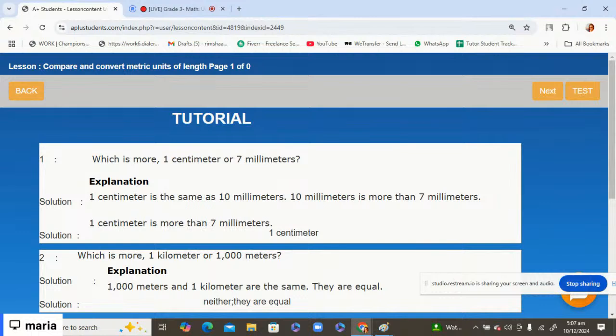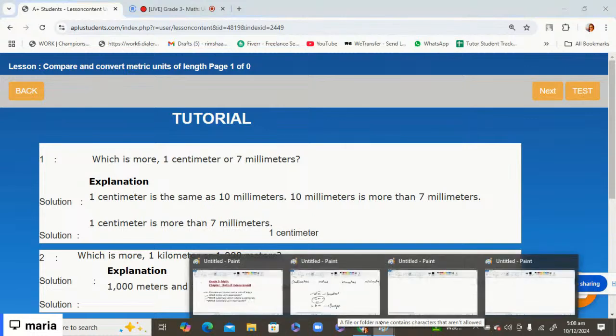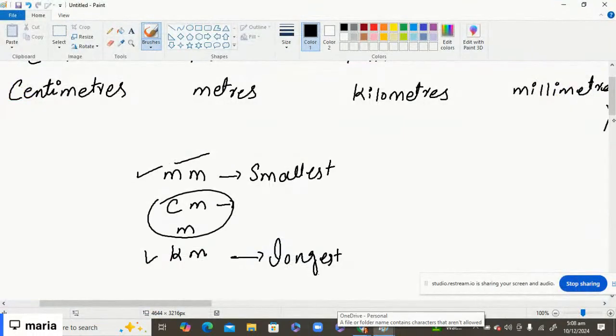Which is more, 1 centimeter or 7 millimeter? As we know, millimeter is the smaller unit, then centimeter, then meter, then kilometer. So millimeter is the smaller and centimeter is the bigger. We can say that the more is 1 centimeter. Although the number here is 1 and here is 7, we can check the units.